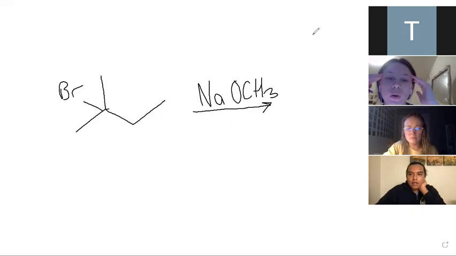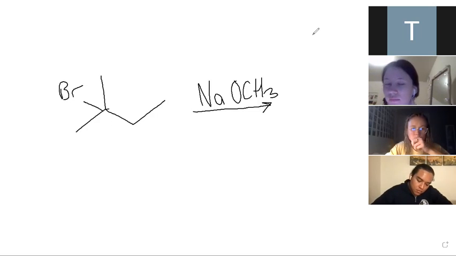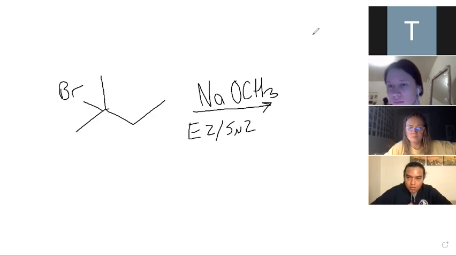It can be both. Yep, NaOCH3. Remember, this is one of our three that can be either E2 or Sn2, right? So we know that E2 and Sn2 is possible because this is going to be either a strong nucleophile or a strong base. So that's fine, right? Now, what was the first thing I told you to look at whenever you are doing this type of problem?